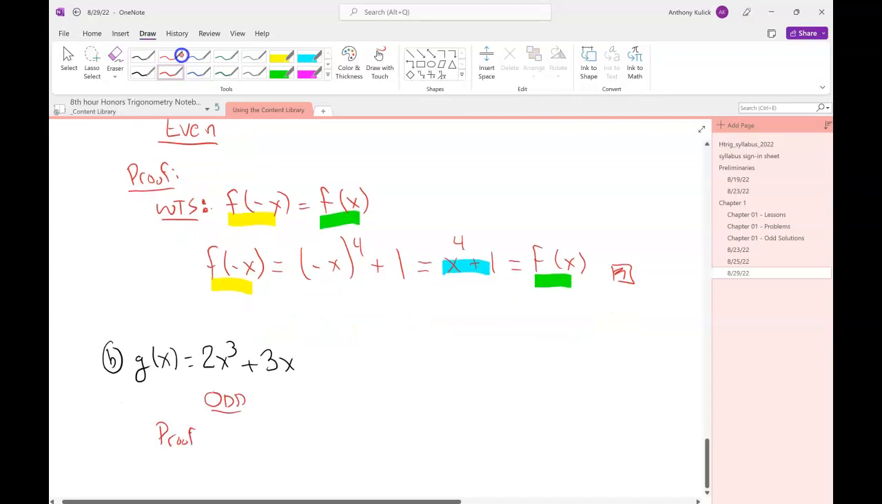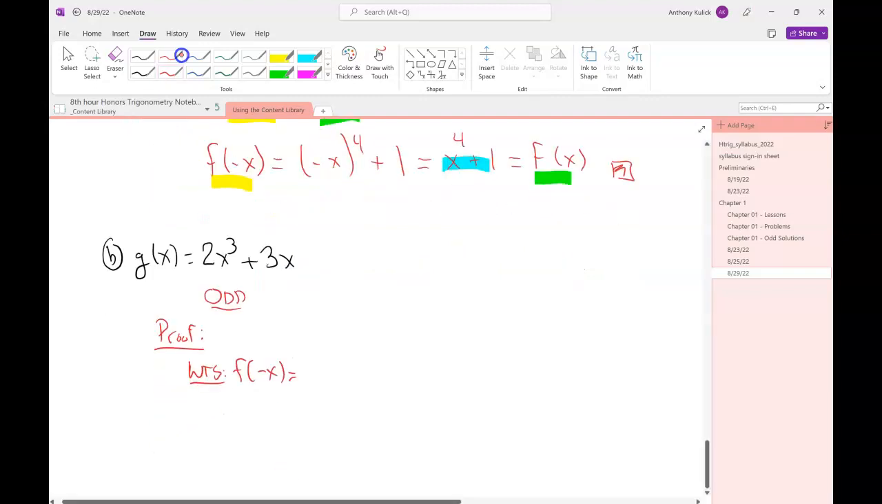So let's prove that then. To prove something's odd, we want to show f of negative x is equal to negative f of x. And just like before, I guess here, let's call these g's, right? I don't want to get anybody confused here. So g of negative x, what do I do with that? Plug in negative x. Yeah, just plug it in.